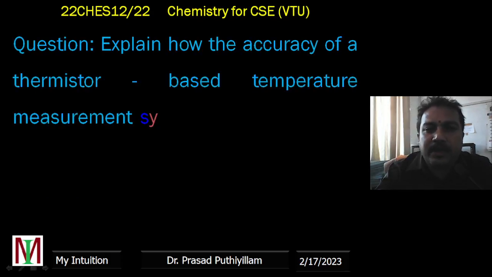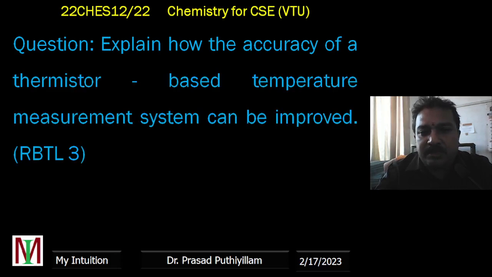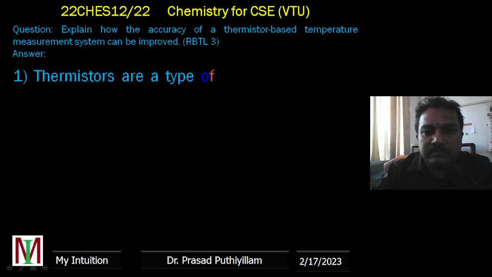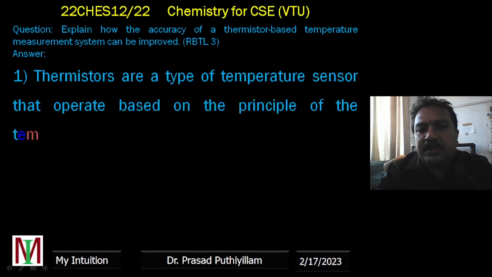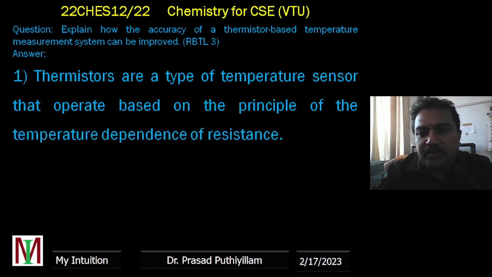Now the next question: explain how the accuracy of a thermistor based temperature measurement system can be improved. How can it be improved? This is a level 3 question. Answer: Thermistors are a type of temperature sensor that operate based on the principle of the temperature dependence of resistance.